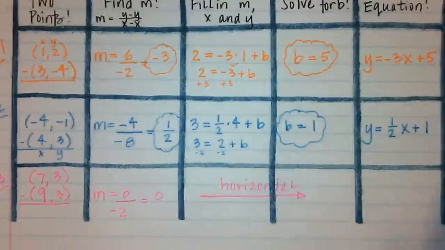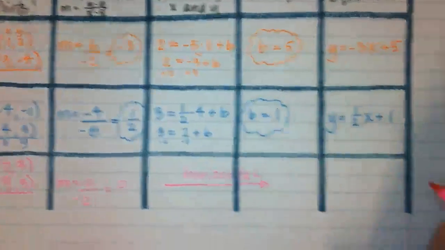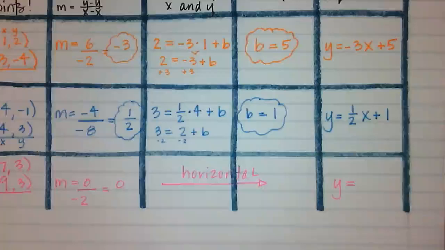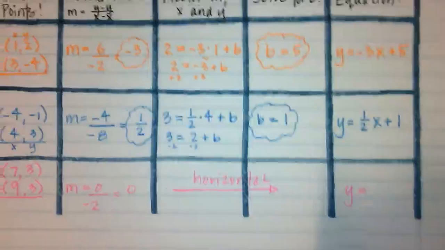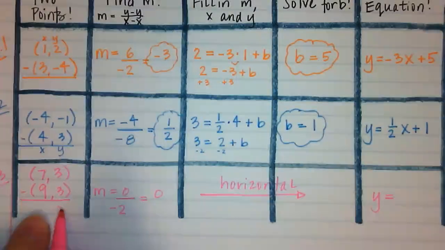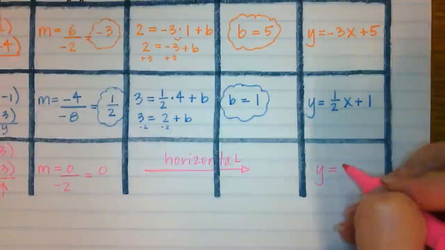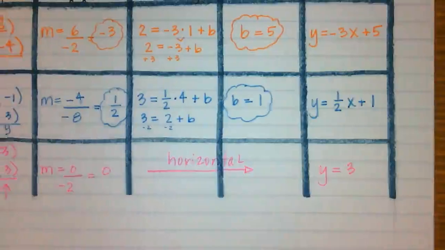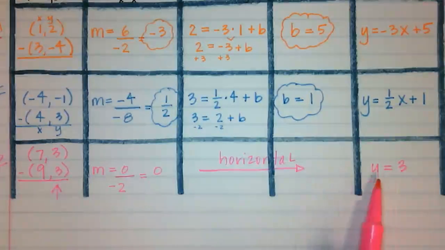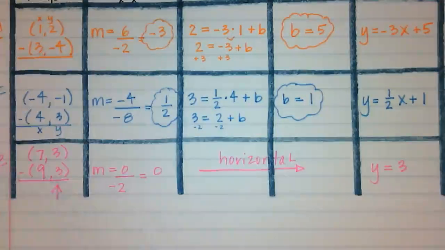And hopefully you remember that when we have a horizontal line, that is a y equals only line. So if we have a horizontal line, let's look back over here. What is y equal to? Well, there's the y's right there, and it looks like y is 3. So when you get a slope of 0, you don't need to go the rest of this. You know it's going to be a y equals only, and then you can fill in that y equals 3.